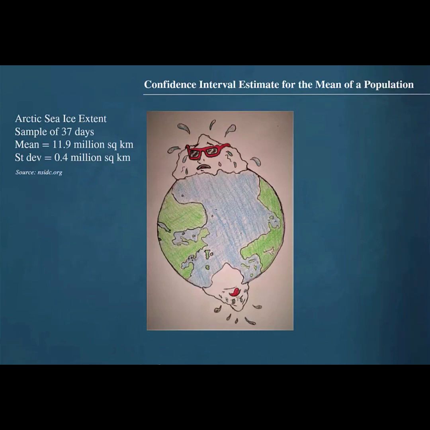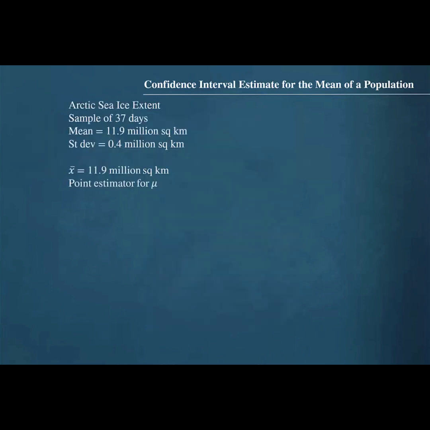The Arctic Sea ice extent measurement for a sample of 37 days showed a mean of 11.9 million square kilometers and a standard deviation of 0.4 million square kilometers. The sample mean of 11.9 million square kilometers is called a point estimator for the population mean. The problem with point estimators, like the sample mean, is that they can be unreliable due to sampling error.